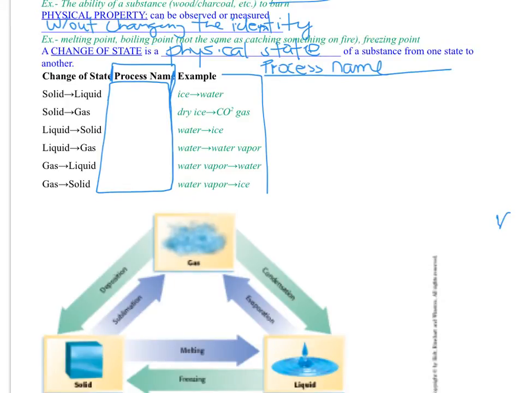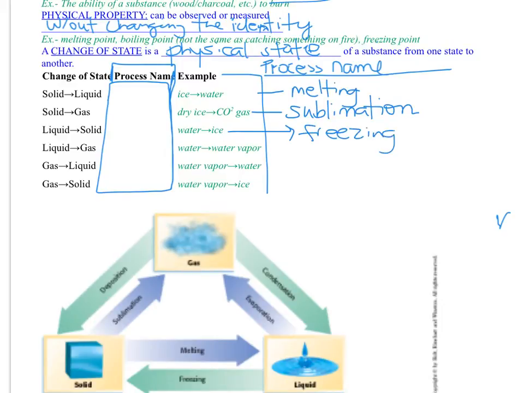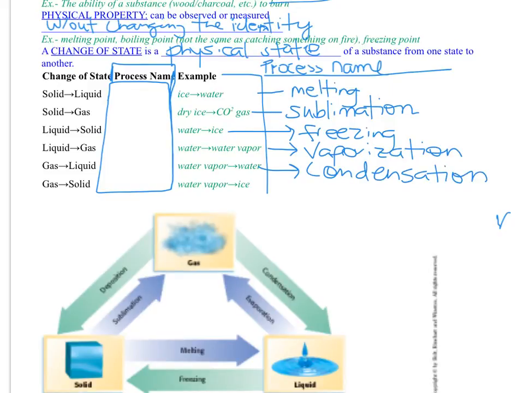So if you're going from a solid to a liquid, like ice to water, that's called melting. If you're going from a solid to a gas, like dry ice to CO2 gas, that's sublimation. If you're going from a liquid to a solid, such as water to ice, that's freezing. A liquid to a gas is vaporization. A gas to a liquid, like water vapor back to water, is condensation. And then a gas going directly to a solid is called deposition.